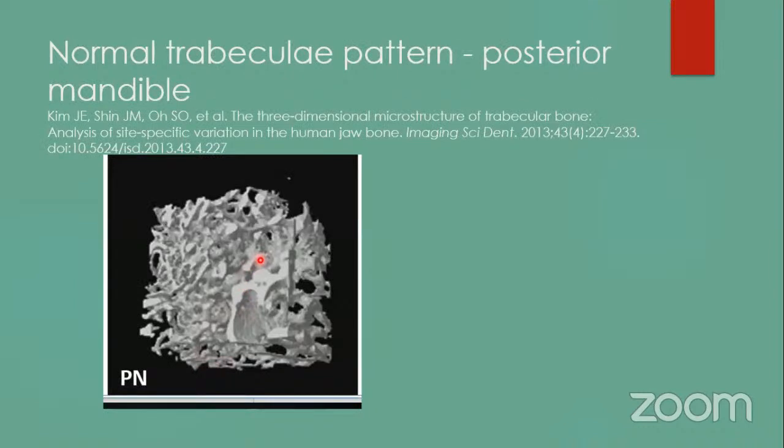Okay, this is a normal trabecular pattern of the posterior mandible. So you can see the bony structure there. Like it has many septa, and then we also have spaces. These are the bone marrow spaces. So we have that trabecular pattern. You can see the bony structure, and within it, those are bone marrow spaces.